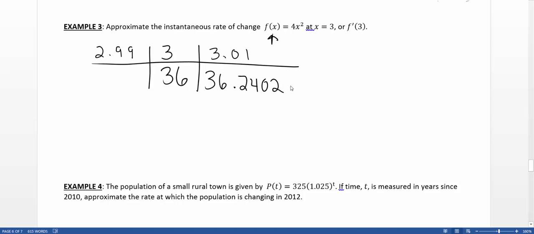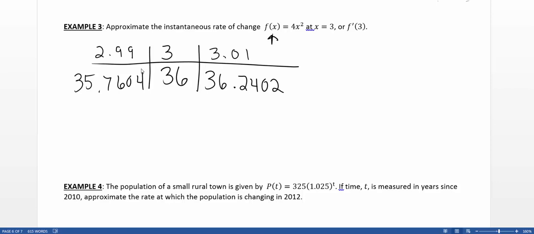36.2402. I was expecting something fairly close to 36 because this function is continuous and I didn't change the independent variable by that much, so I wasn't expecting the dependent variable to change all that much either. Similarly, if I plug in 2.99, I get 35.7604. So here, I've made the decision to round to 4 decimal places. Generally, that's safe. You always want to keep at least 3 to avoid rounding error.